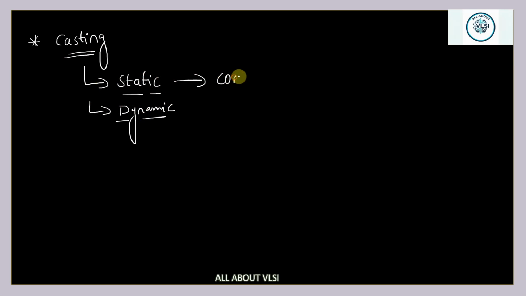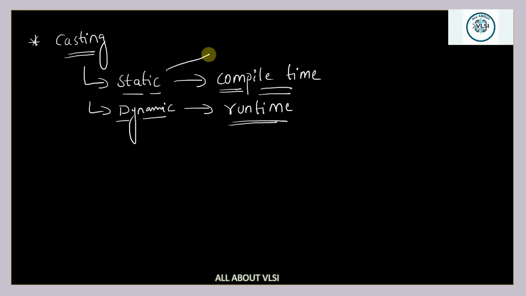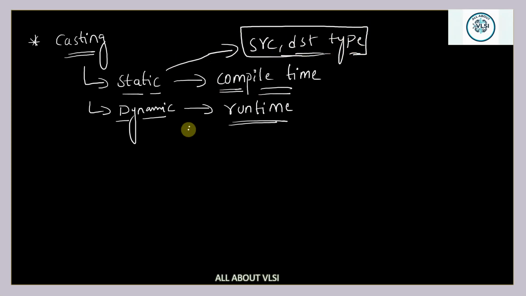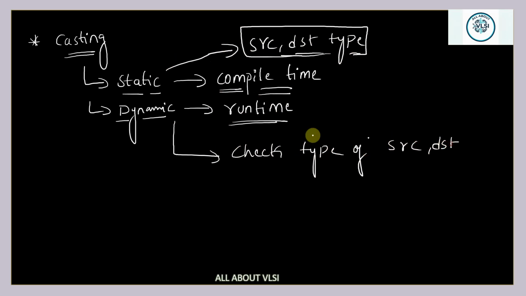Static casting will be performed during compile time, and dynamic casting is during runtime. In the case of static casting, the compiler is not going to check the source and destination types. It can be between different data types. But dynamic casting is going to check the type of source and destination, and this happens during runtime.